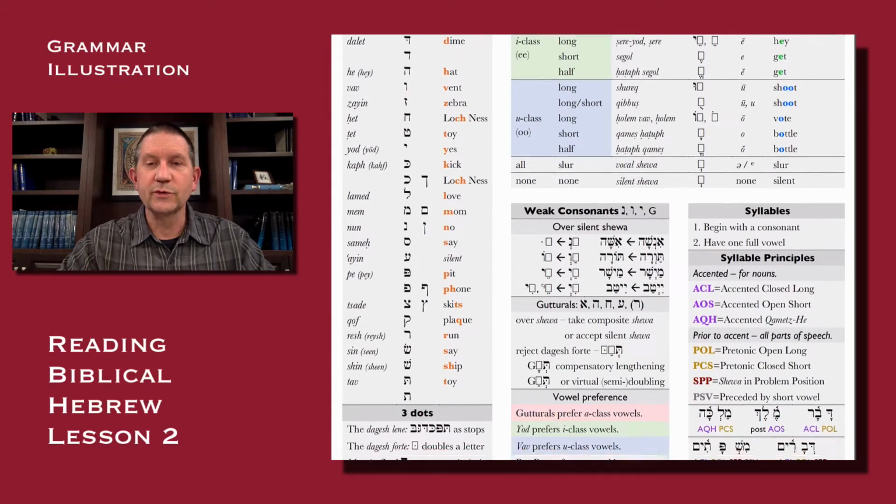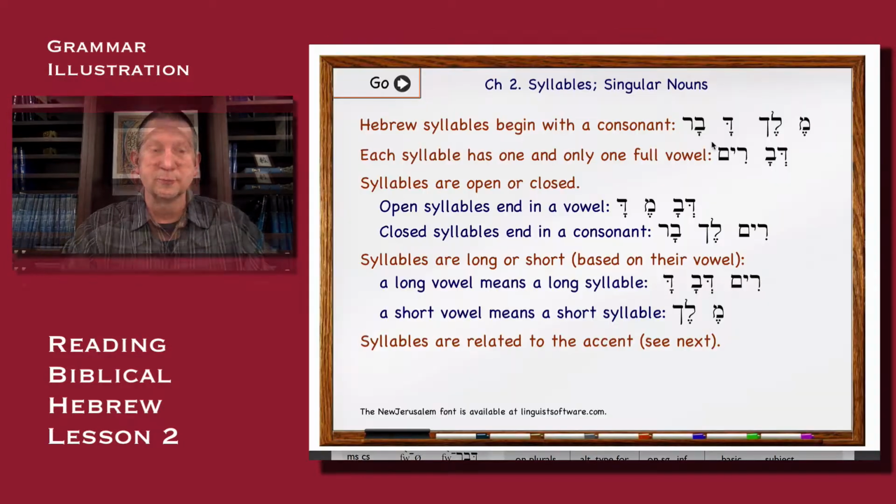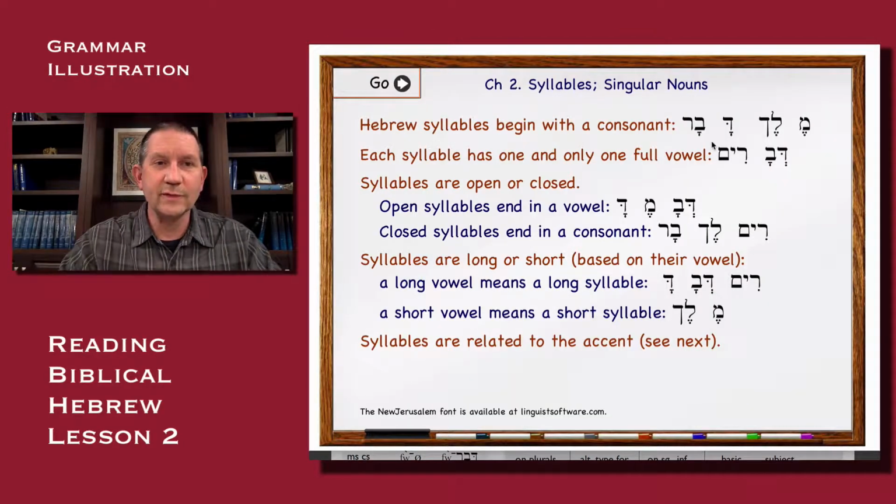As we take that closer look at the syllable principles, I encourage you to have your Text Scroll study sheets out so that you can consult the handy summary as needed while we work our way through the grammar illustration and Text Scroll. The first thing that we need to do is define what a Hebrew syllable is for the speaking community. Hebrew syllables begin with a consonant.